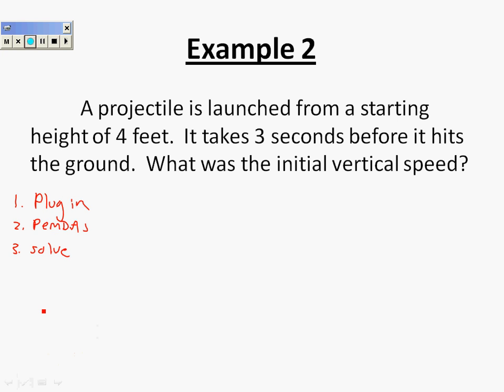And I'm going to identify the fact that since we're talking about vertical, once again, we're starting off with this formula. And now we can go through and identify all of our givens, okay? It says it's launched from a starting height of 4 feet. Notice it says starting height, not just height. And then it says it takes 3 seconds. And then there's another keyword up here, which is what? It hits the ground. So I want you guys to take that information and plug the numbers in where they go.